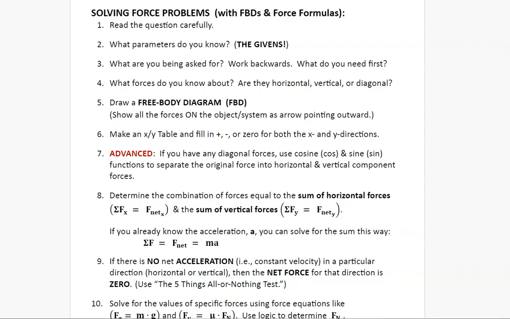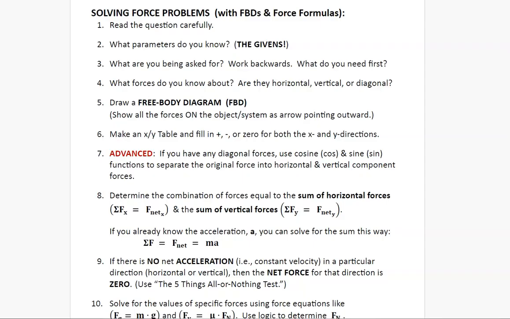Okay. What are you being asked for? Work backwards. What do you need? So if you need to solve for the acceleration, that means you work backwards. That tells you you need to know the net force and the mass. The mass may be given to you, but you'll need to determine the net force. Okay, how do you get the net force? Well, you figure out the forces that add up to that net force, and then you figure out how to calculate each of those.